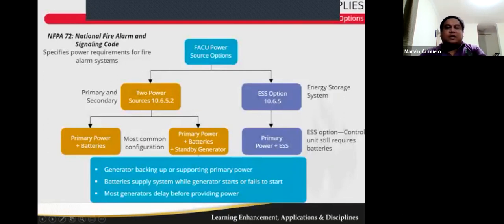Where primary and secondary power are used, the secondary supply can consist of a battery or a generator plus battery. In general practice, the most common configuration is to provide primary power plus a full complement of battery. The second most common configuration is primary power with a generator and a smaller set of battery.